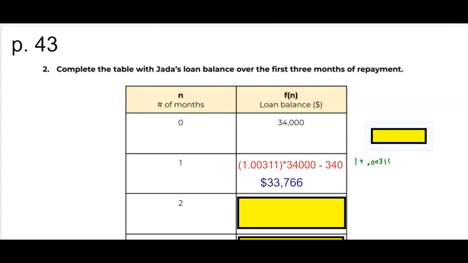All right, so you can check. We should have 33,766, which means not a whole lot came off of that original amount. Certainly not $340 worth, because this is only $234 less. So that means a lot of money went to interest first, and then we subtracted the payment.